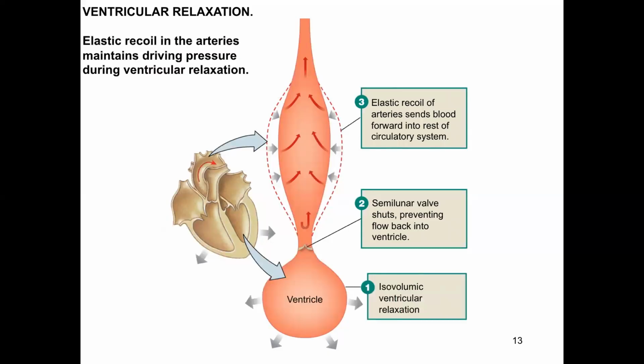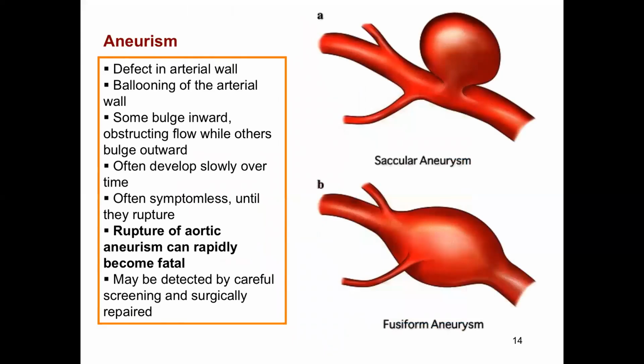Now, you can imagine that if there is a defect in that elasticity, however, or with aging, as things become a little less elastic, these elastic arteries can be subject to something called aneurysms. So these are defects in these arterial walls, and they start to balloon, or sometimes they'll bulge inward, okay? And that will cause even other problems. And this happens slowly over time. It's not an instant thing, at least not that I'm aware of, okay?